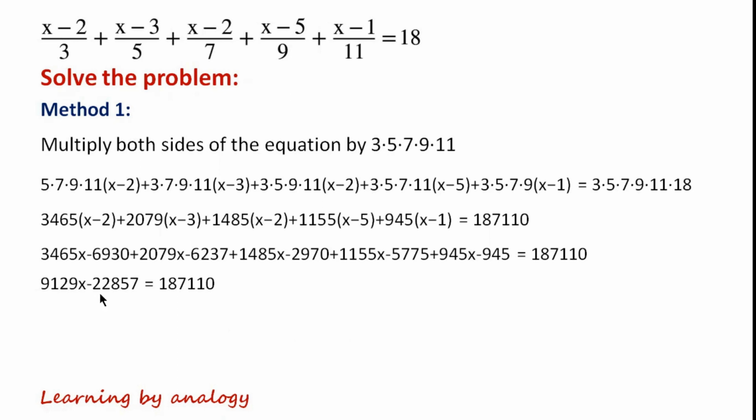9,129x minus 22,857 equals 187,110. Rearranging the equation, we have 9,129x equals 209,967. So x equals 23.